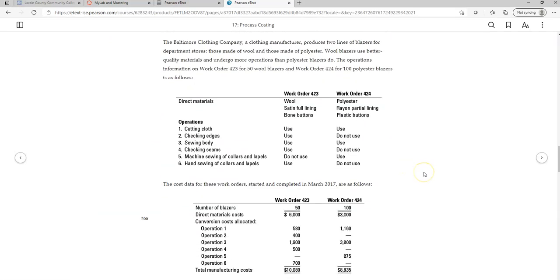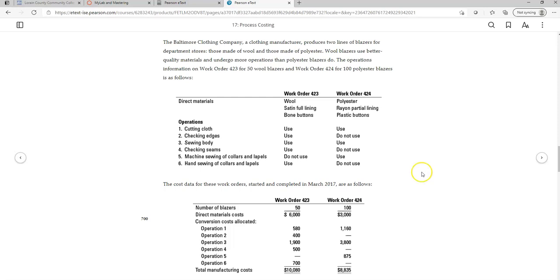The Baltimore Clothing Company is a clothing manufacturer and it produces two lines of blazers for department stores, those made of wool and those made of polyester. Now, wool blazers use better quality materials and undergo more operations than polyester blazers do. The operations information on work order 423 for 50 wool blazers and work order 424 for 100 polyester blazers are as follows.